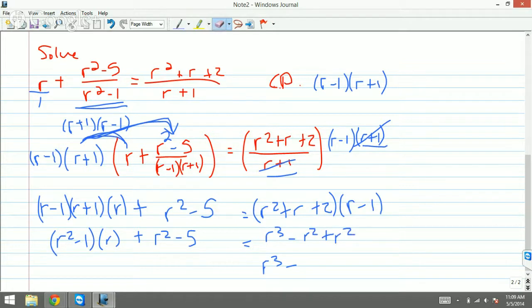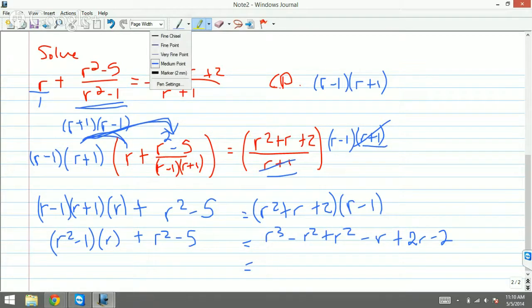R cubed minus R squared plus R squared minus R plus 2R minus 2. Is that what you said? Yeah. Okay, I had to process it. So R cubed, the R squared terms cancel. Okay, so then the next step, let me write in a different color. R cubed plus R.